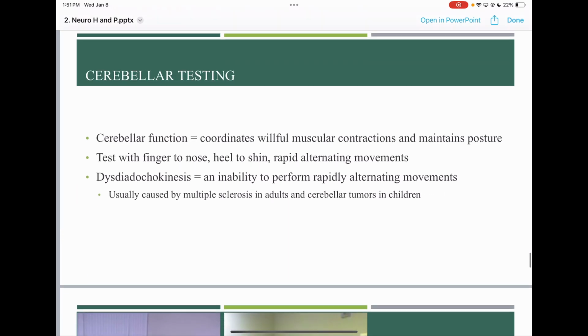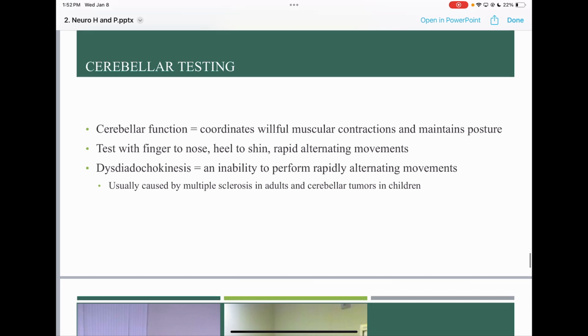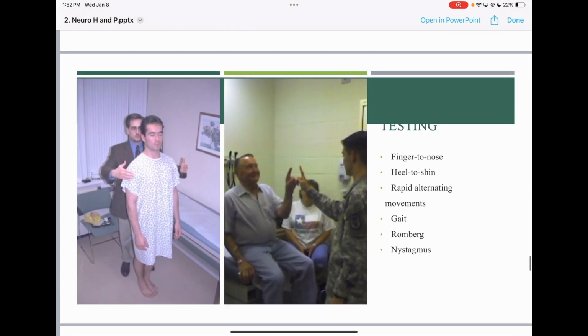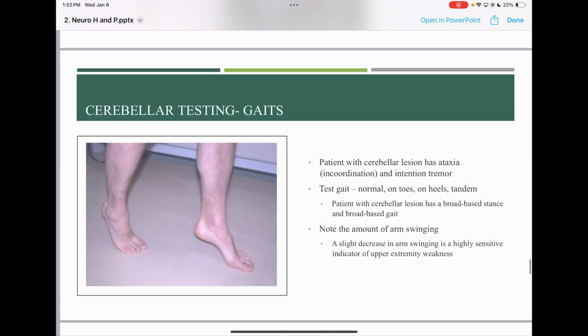Cerebellar testing, willful muscular contractions maintain posture. So your finger to nose, heel to shin, rapid alternating movements. That's all cerebellar function. If you can pronounce that, have fun with it, but that's the inability to perform rapidly alternating movements. Other cerebellar testing: gait, Romberg, and obviously looking for nystagmus, all that fun stuff.